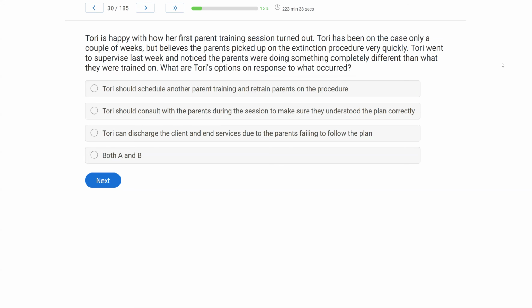Tori is happy with how her first parent training session turned out. Tori has been on the case only a couple of weeks, but believes the parents picked up on the extinction procedure very quickly. Tori went to supervise last week and noticed the parents were doing something completely different than what they were trained on. What are Tori's options in response to what occurred? Now, I have a situation where Tori has to choose what to do, and we've got to use all the information to respond to what occurred in the situation, right?